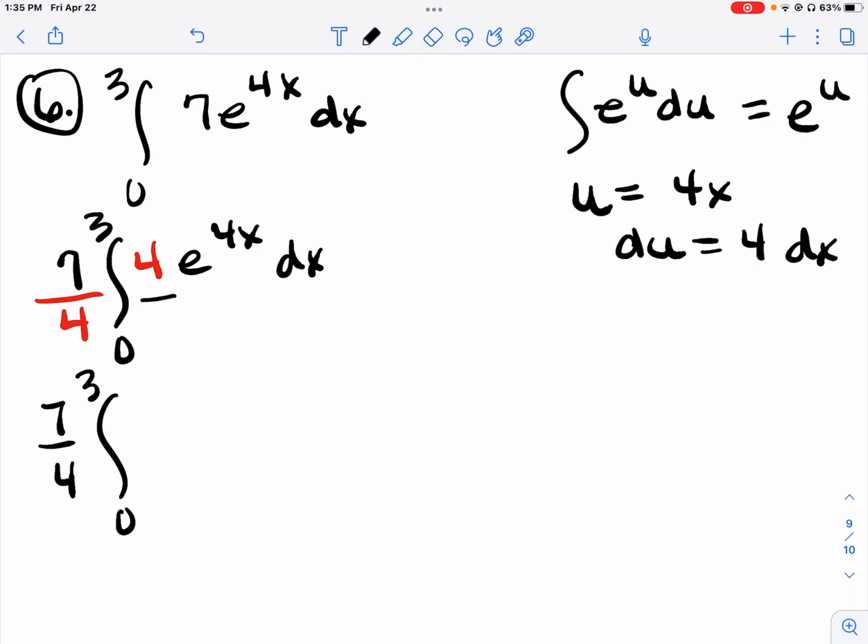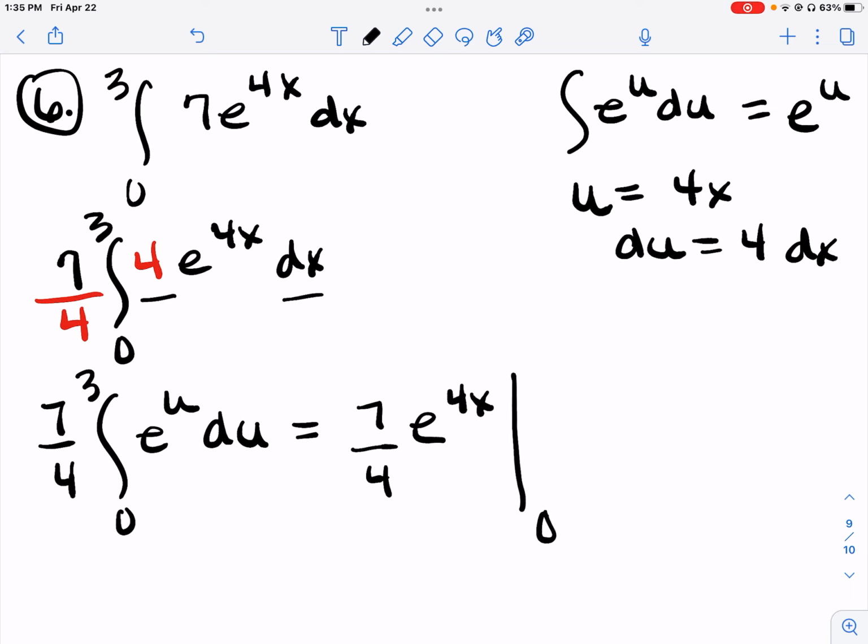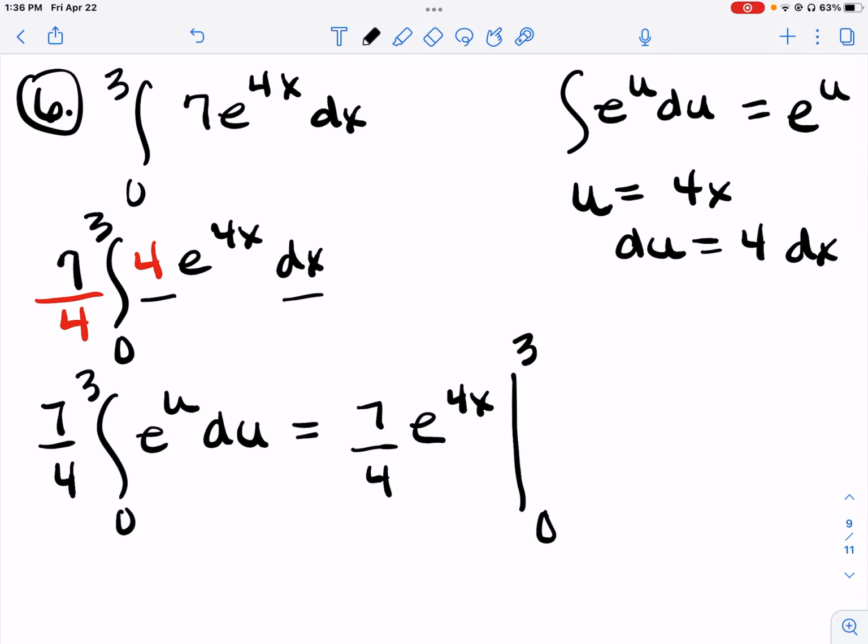The 4 and the dx is du. That's e to the u. So this is 7 over 4. The integral of e to the u is e to the u, but u is 4x. It's not plus c because we've got to plug in the numbers. So 7 over 4, e to the 4x from 0 to 3.